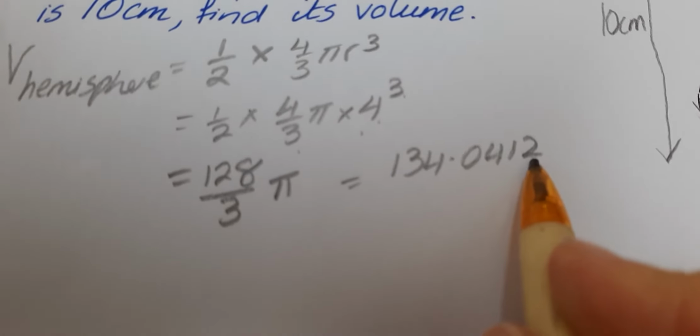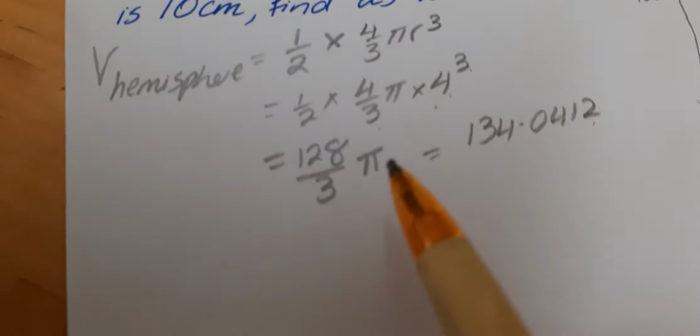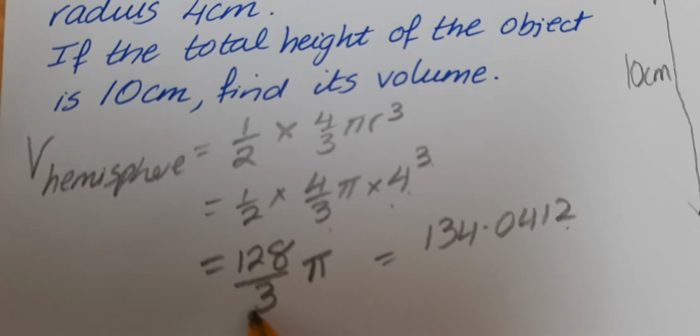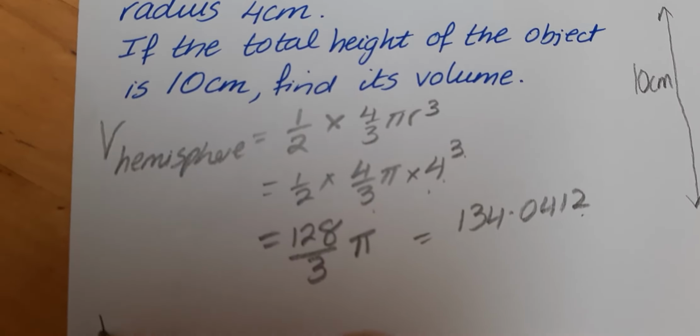But that's actually rounded, isn't it? Because pi is a never-ending number. It's irrational. So this will actually be my most accurate answer. It's not a final answer, so I continue.